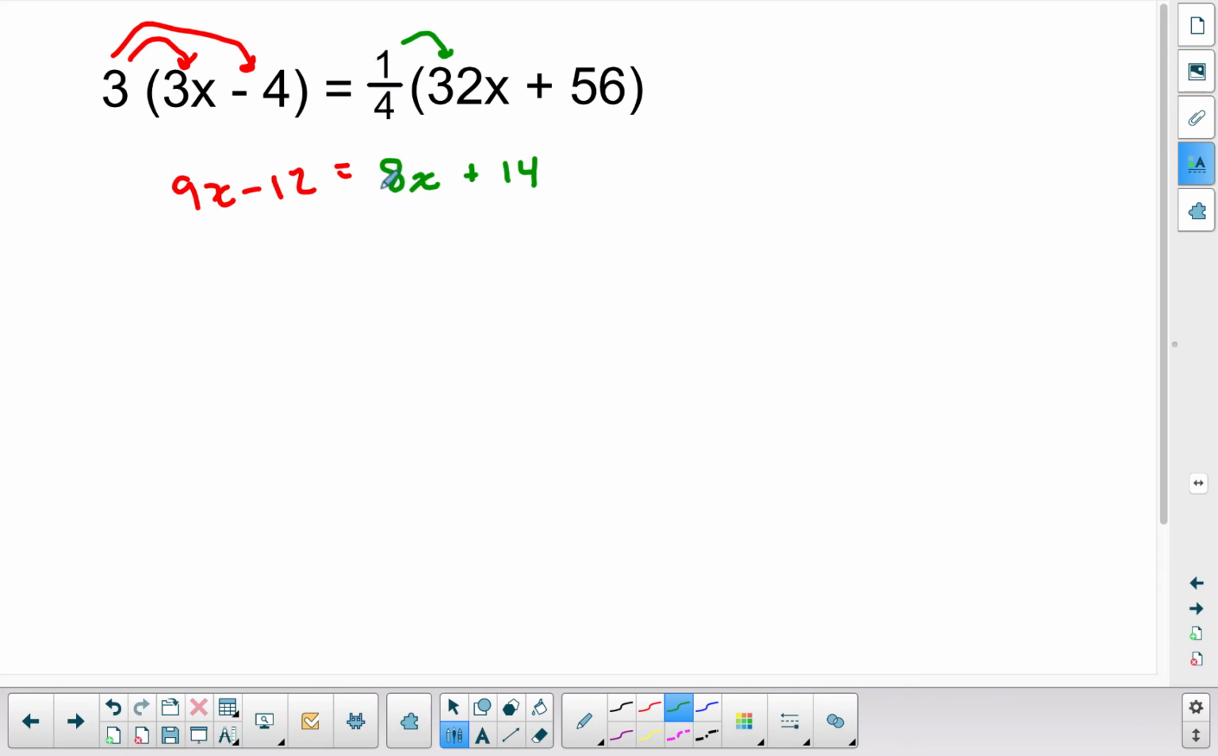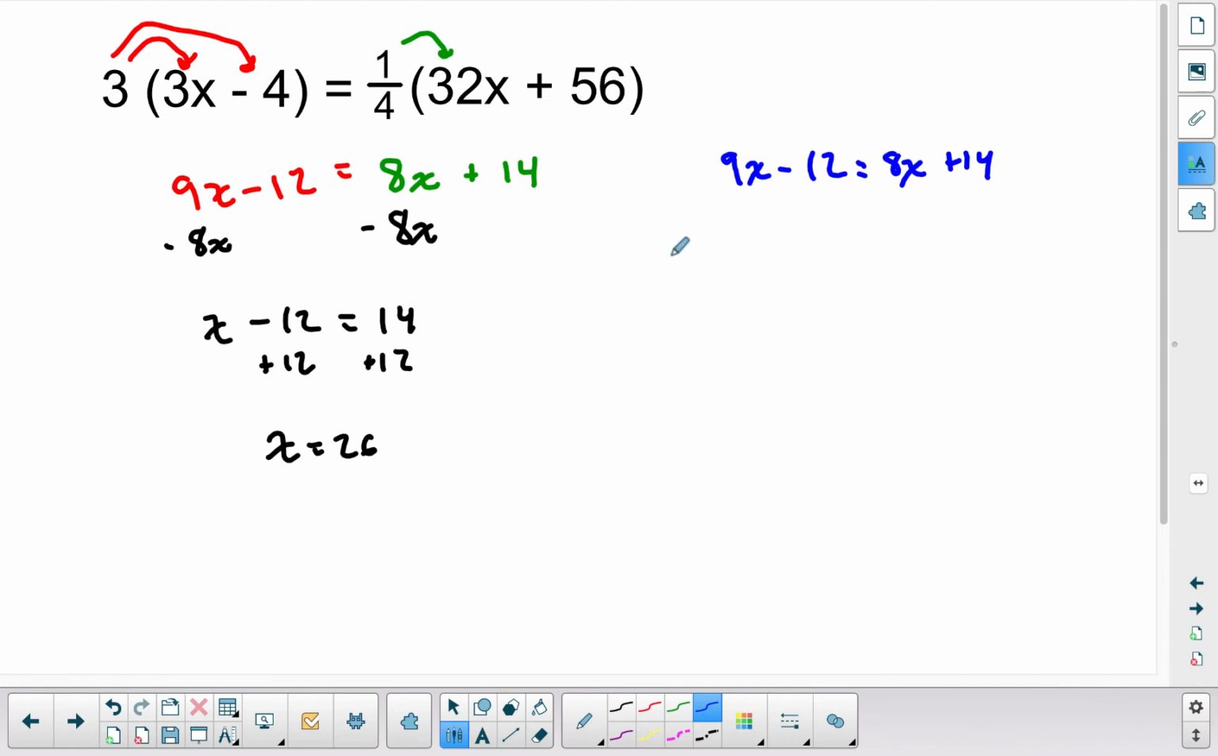From here, you can do this 2 different ways, and I'm going to show you both. So my preferred way is to take 8x from both sides. And now you can see I've got a regular one-step equation, so we just got to add 12 to both sides, and you'll end up with x is the same as 26.